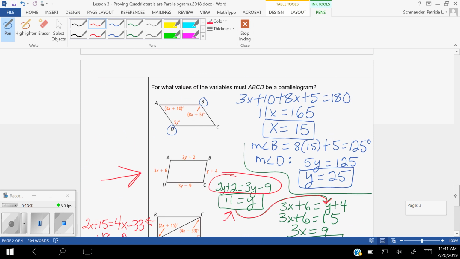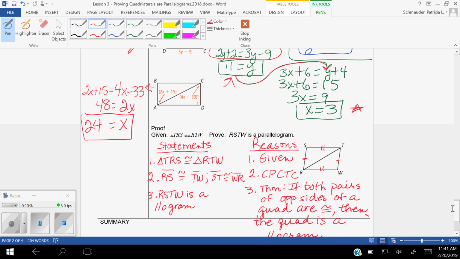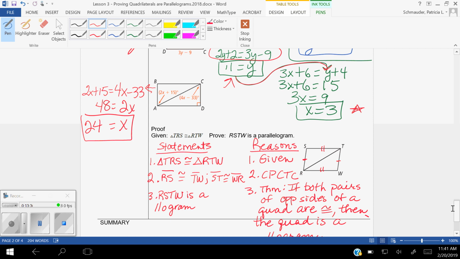And then on the next problem, I know that these two angles that they have marked here, this one and this one, if ABCD is a parallelogram, then those two angles will be congruent because AB is parallel to CD, and those are alternate interior angles. So when I set those two values equal, I get x equals 24.